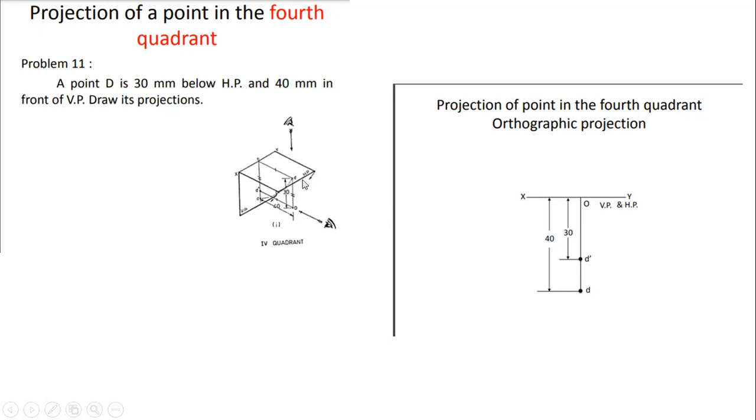Now rotate the horizontal plane 90 degrees clockwise so that the horizontal plane and the vertical plane collide with each other here also. So below D dash, the top view will be measured at a distance of 10 mm, marking a point D. From O, the total distance is 40. So this is the solution for the fourth quadrant, given in the orthographic method.